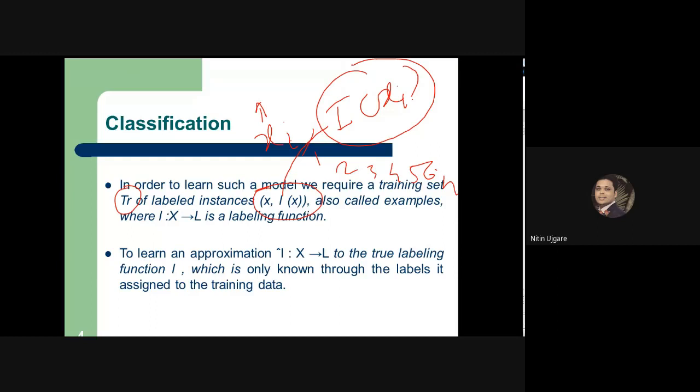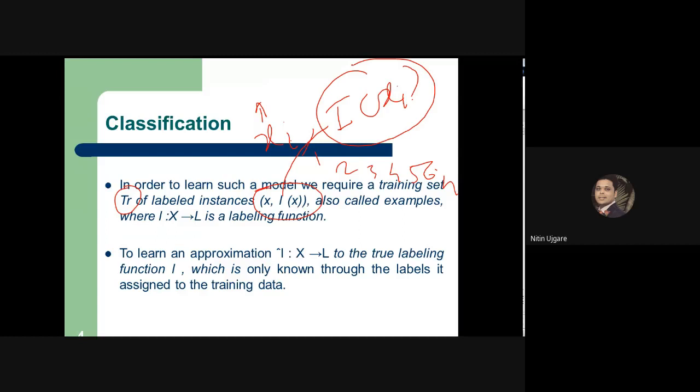Now, this is the fact of the matter for the training data set. The training data set is the data set in which the labels of our instances are known to us. The true labels of the instances are known to us.